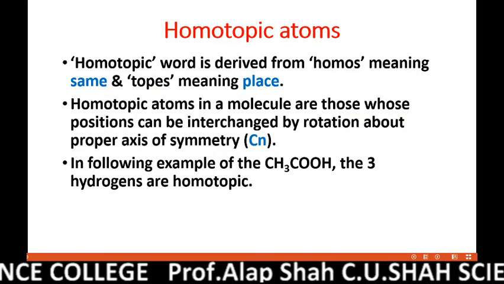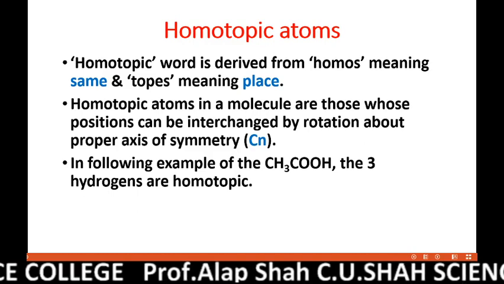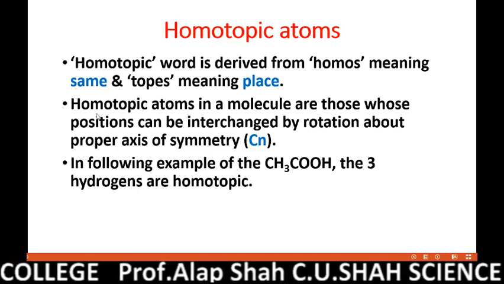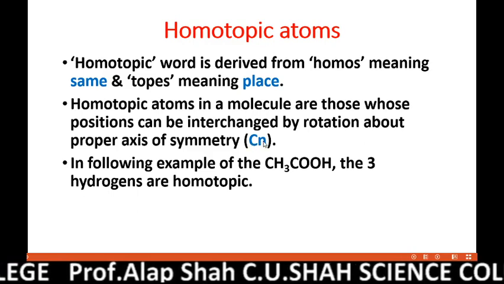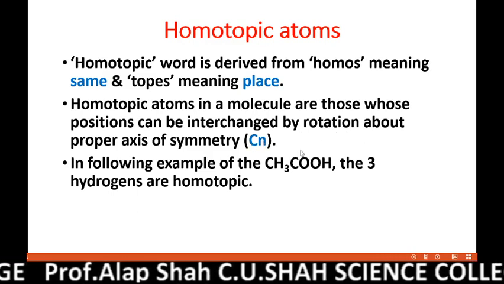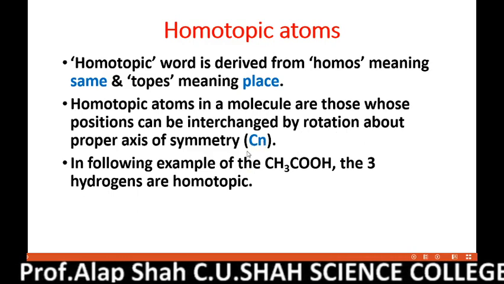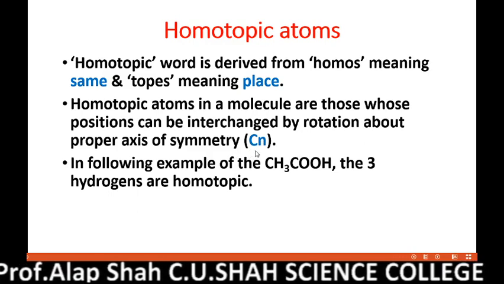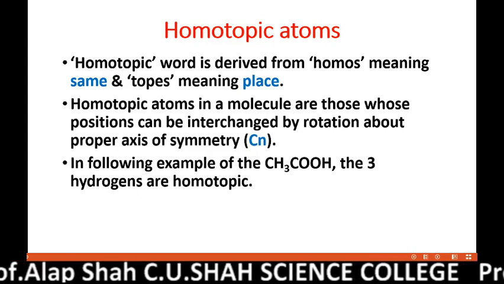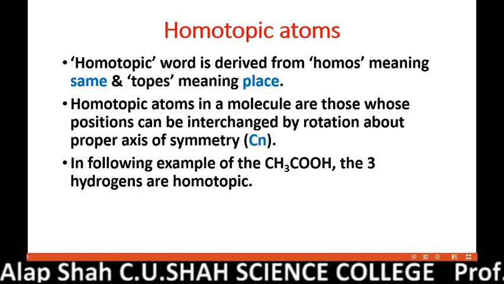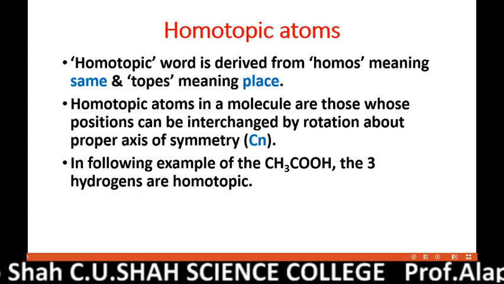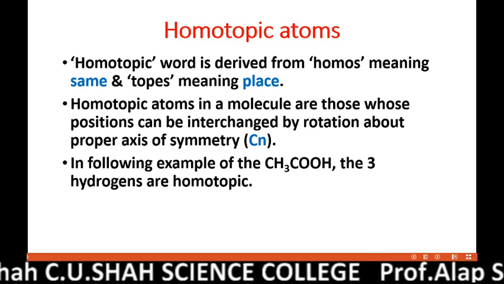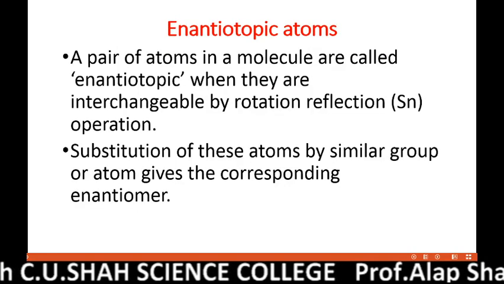So if we read the definition, homotopic atoms in a molecule are those whose positions can be interchanged by rotation about proper axes of symmetry. Such groups or atoms are called homotopic groups or homotopic atoms. The three hydrogens of acetic acid are homotopic atoms.